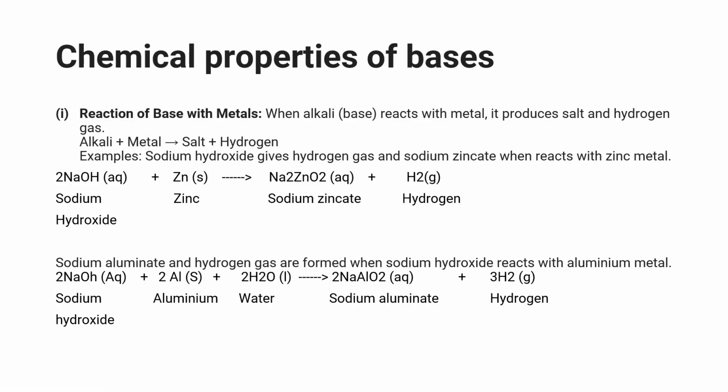Let's look at the chemical properties of bases. Reaction of base with metals. When alkali or base reacts with metal, it produces salt and hydrogen gas. Alkali plus metal gives salt plus hydrogen. For example, sodium hydroxide gives hydrogen gas and sodium zincate when it reacts with zinc metal. Similarly, sodium aluminate and hydrogen gas are formed when sodium hydroxide reacts with aluminium metal.